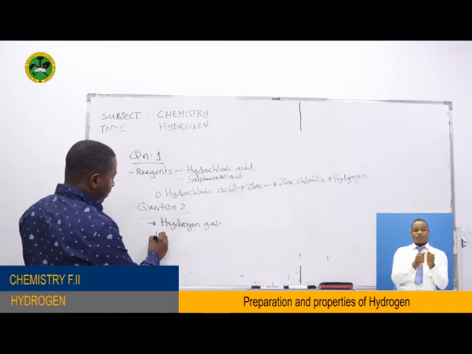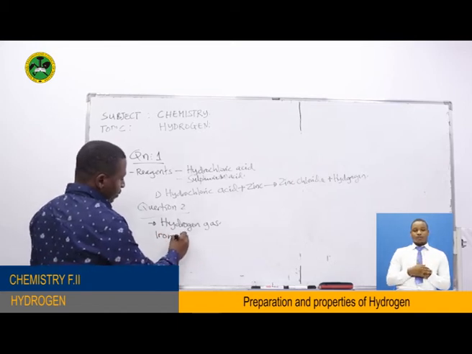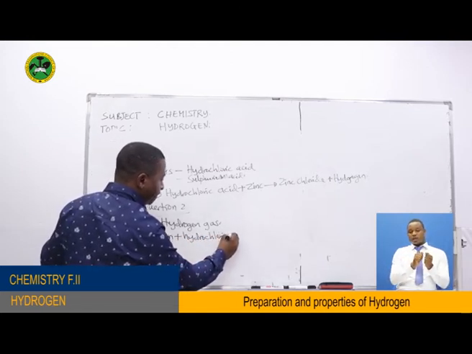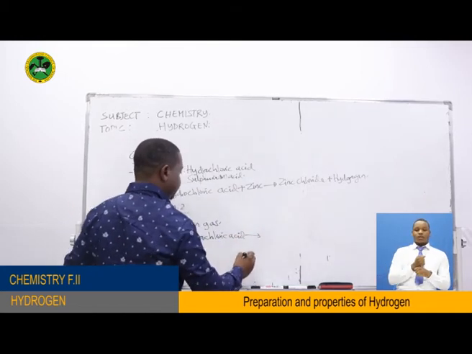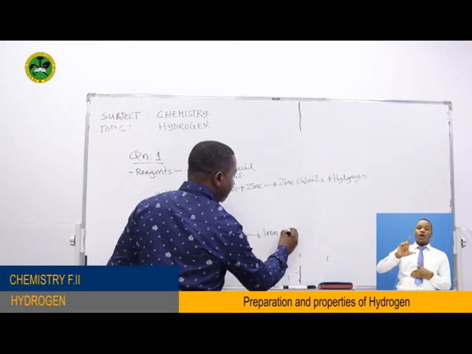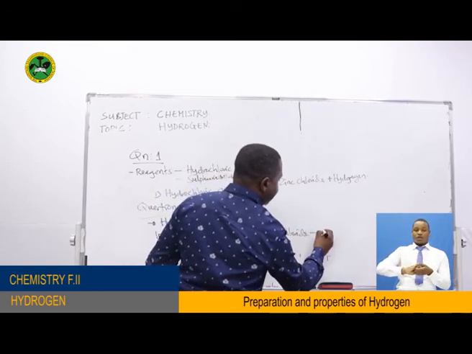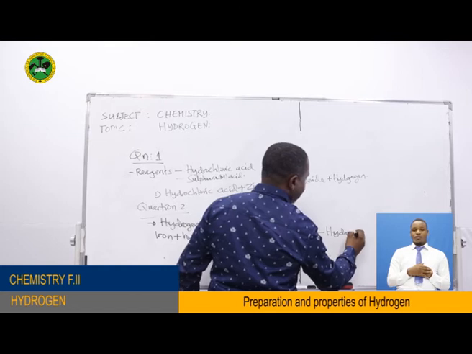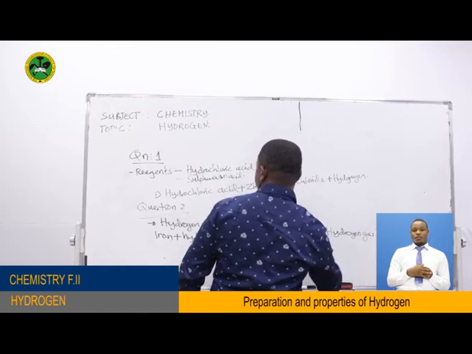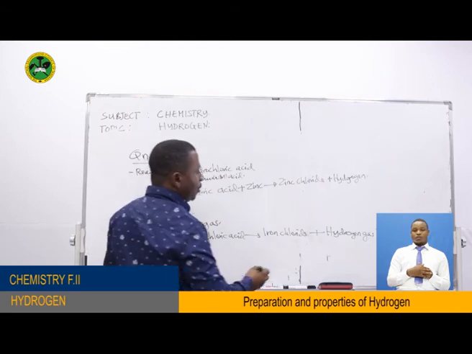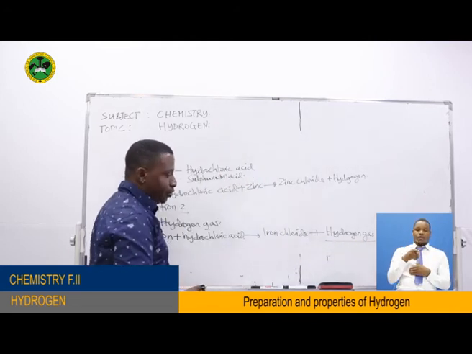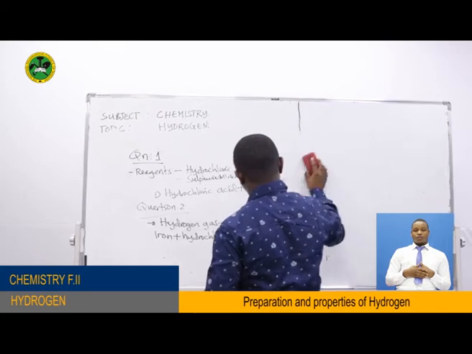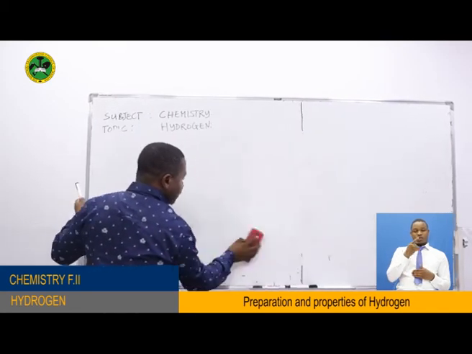Iron filings react with hydrochloric acid, you get iron chloride and hydrogen gas. Hydrogen gas. So this is the gas that was produced. We go now and see the other question.